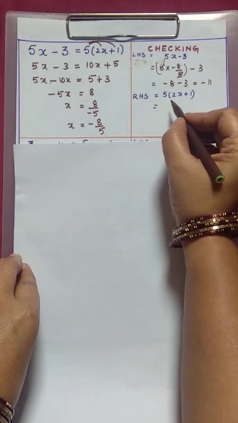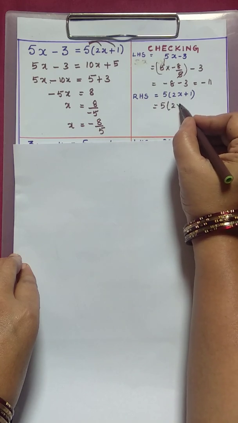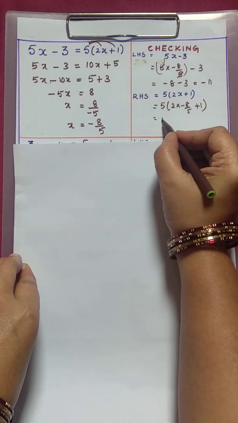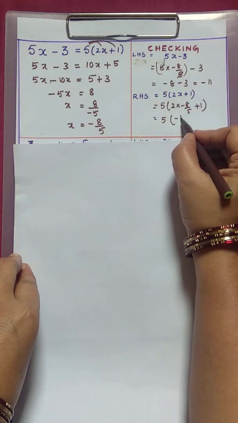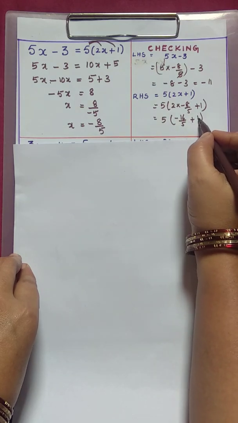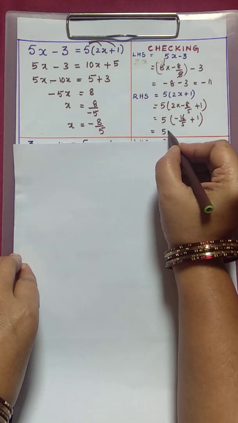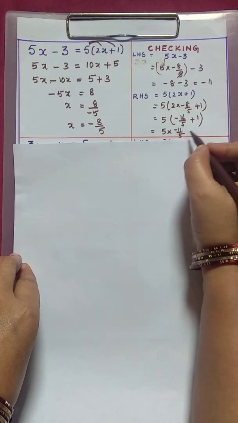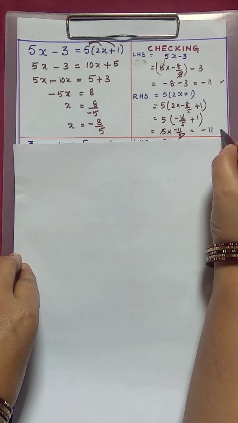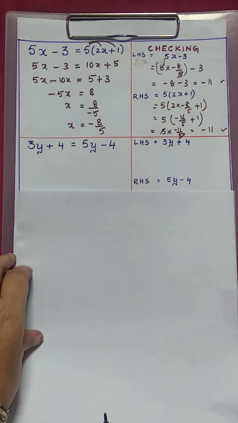Now let us substitute in the RHS 5 into 2x plus 1. 5 into 2 into minus 8 by 5 plus 1. 5 into plus into minus minus, 2 8s are 16 by 5 plus 1. Now if you find LCM here, 5 1s are 5, minus 16 plus 5, minus 11, you will get 5 into minus 11 by 5, 5, 5 if you cancel, which is minus 11. You see here LHS and RHS are equal. So x value minus 8 by 5 satisfies the equation.